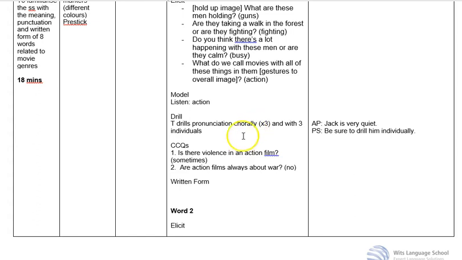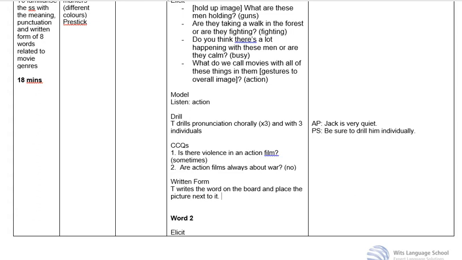Right, the final thing we need to do is the written form. You write the word on the board and place the picture next to it. Now you need to ask the students, how many syllables are there in this word? Action.